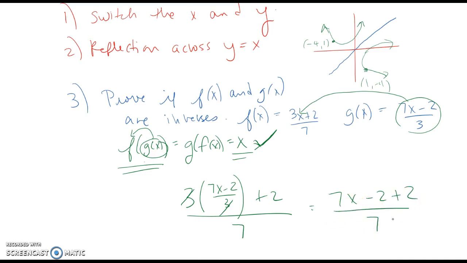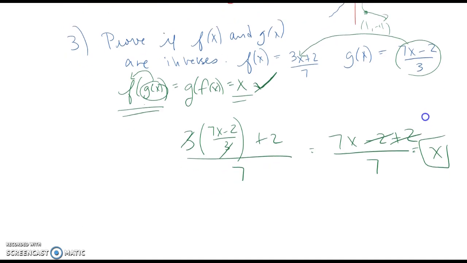Ooh, see what's happening? What's a minus 2 and a plus 2? Gone, gone. They go to 0. And then 7x over 7, well, that's going to reduce too. So it worked. So if I plug in the g to the f, it reduces to an x.